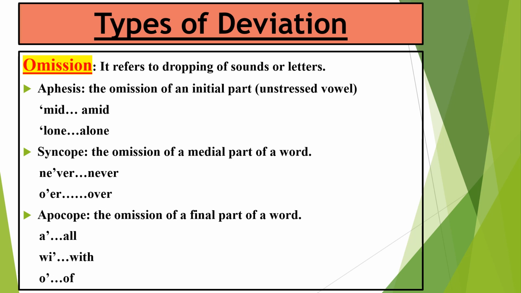Now, moving on to omission: it is the dropping of sounds or letters, but it is also called elision. You need to remember this term because it could be asked in the paper of stylistics, and it has been asked a number of times. But elision could be from the start, from the middle, or from the end. If it is at the start, it is called aphesis, as in amid, alone. If it is in the middle, it is called syncope. If it is from the end, it is called apocope, as in all, with, of.